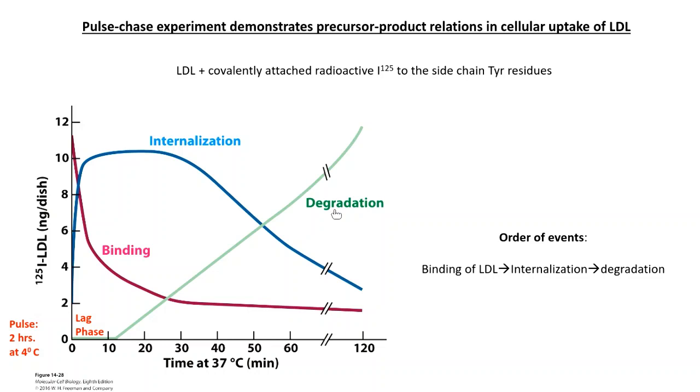So this graph basically shows the earlier picture that we saw, right? And there is a lag phase because it takes some time to bind and then internalize. That is why this lag phase is there.